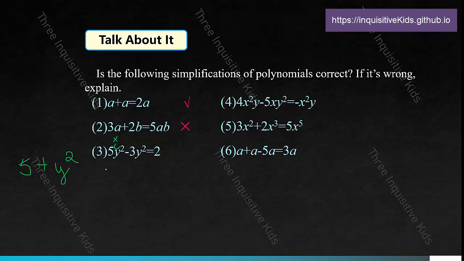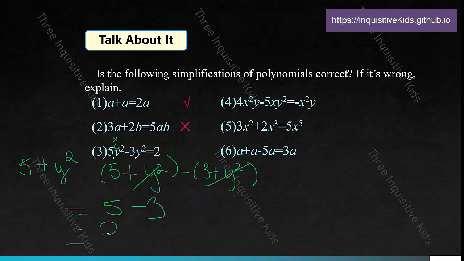But how they do it is they think, well, this is 5 plus y squared, and then I'm going to subtract 3 plus y squared from it. And then if I remove brackets here, the y squares will cancel out, leaving me just with 5 minus 3, which was 2. No, this is a completely different example. You cannot think of this as addition, it's multiplication. Multiply things together. So that is incorrect.